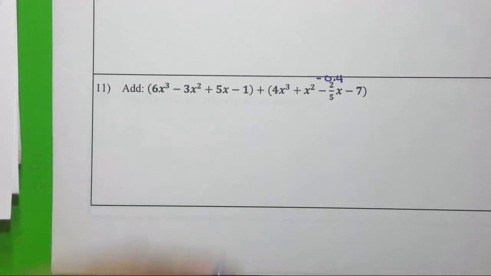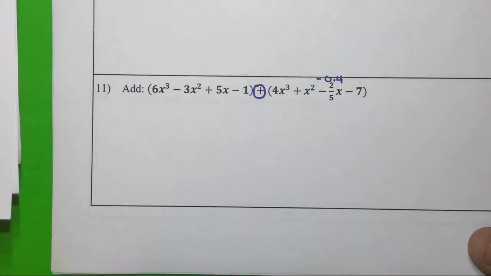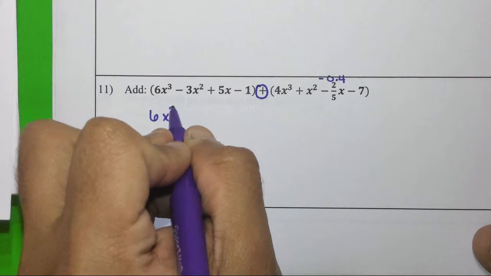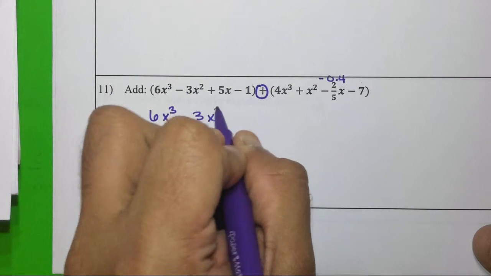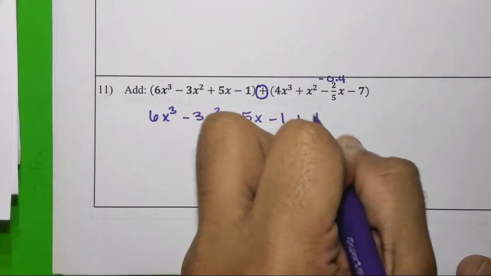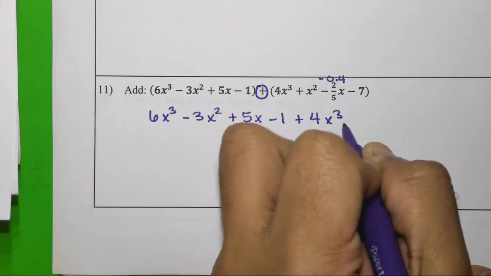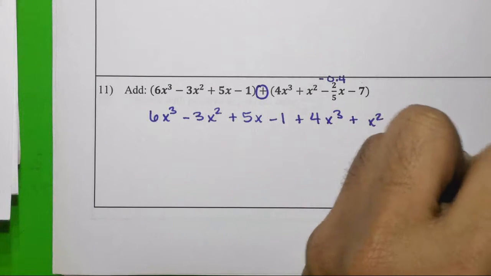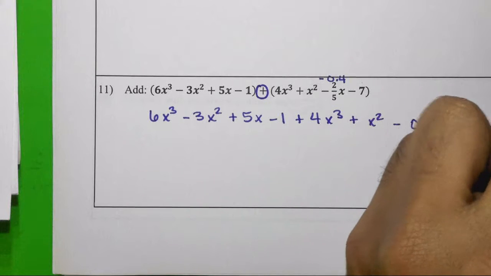Okay, so I see that it's an addition. So the rule for that was you just drop all of the parentheses. So you have 6x cubed minus 3x squared plus 5x minus 1 plus 4x cubed plus x squared minus 0.4x minus 7.